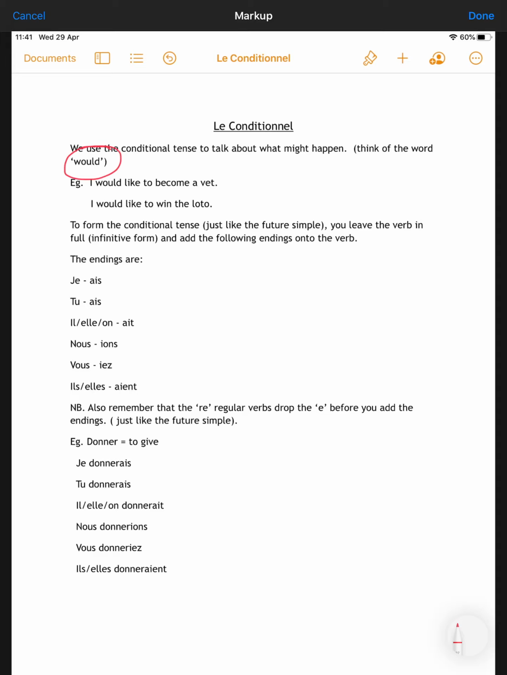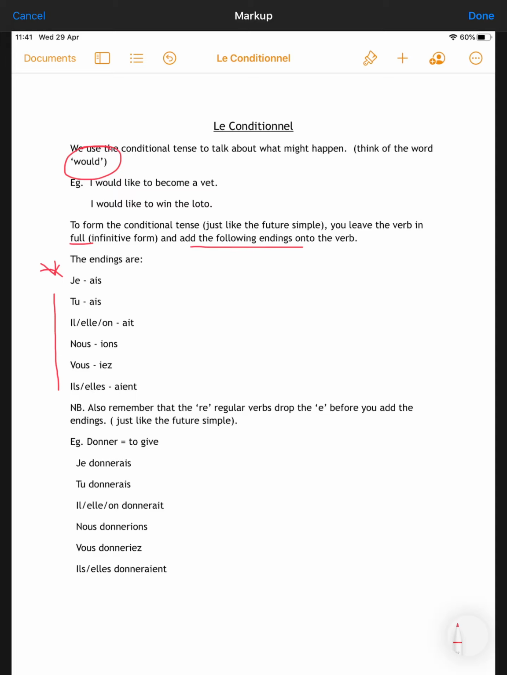So to form the conditional tense, just like the future simple, you leave the verb in full, which is called the infinitive form, and you add the following endings onto the verb. This is for the regular verbs. The endings are here. It's really important that you learn those off by heart. So the je ending is AIS, tu AIS, il, elle, on AIT, nous IONS, vous IEZ, il, elle AIENT.